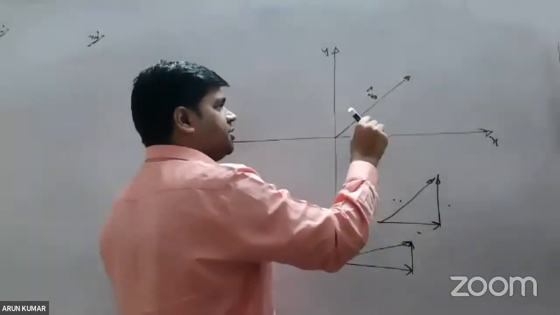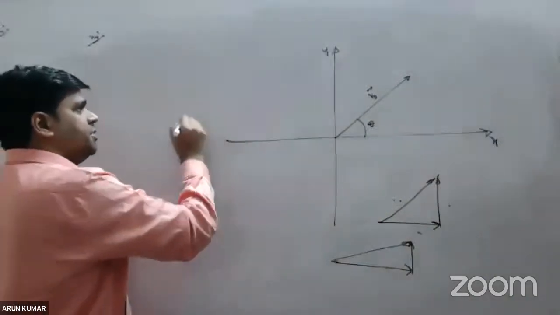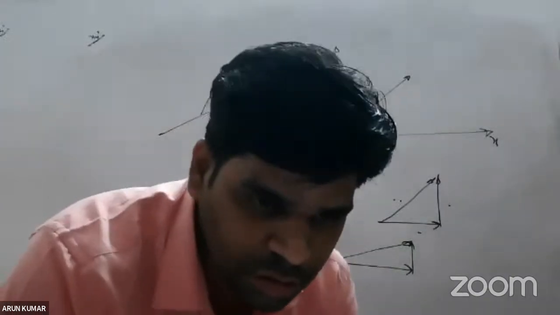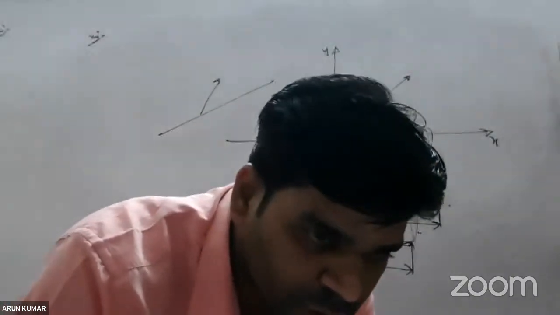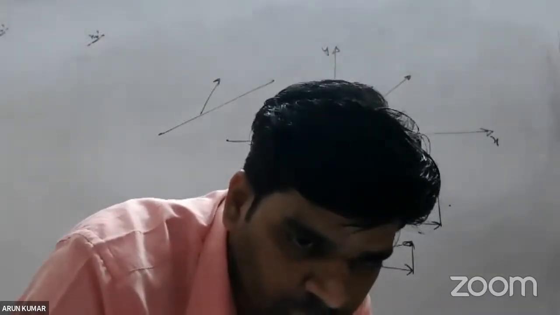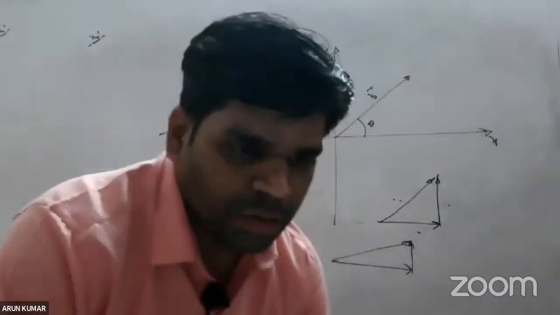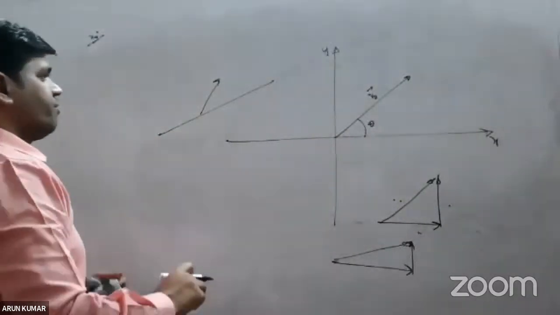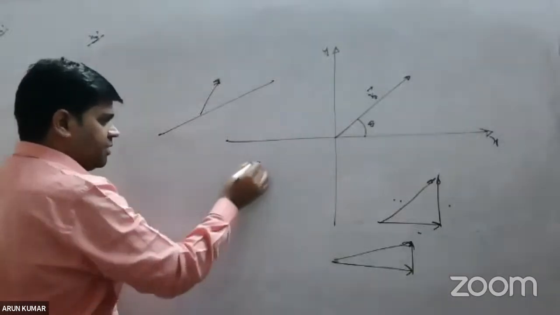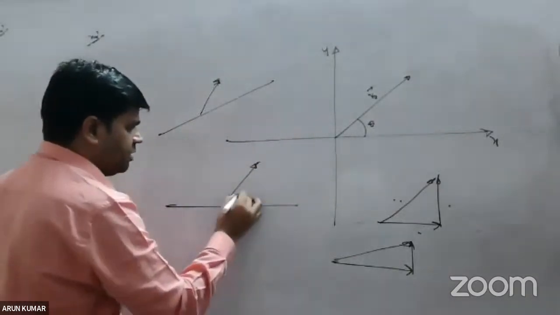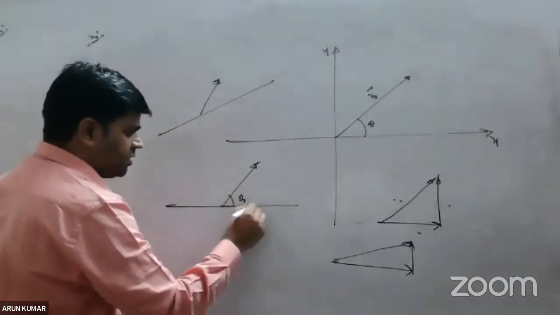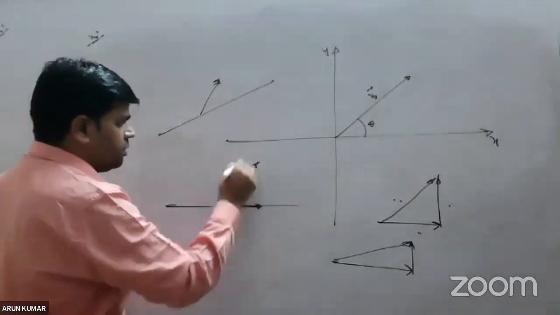Along x-axis I take projection. If you remember what I told you about projection, what is projection? Projection is nothing but the shadow. If I've got a vector like this, and there's a surface here, and let's say this theta, I want projection of this on this. So that's nothing but the shadow of this on this.